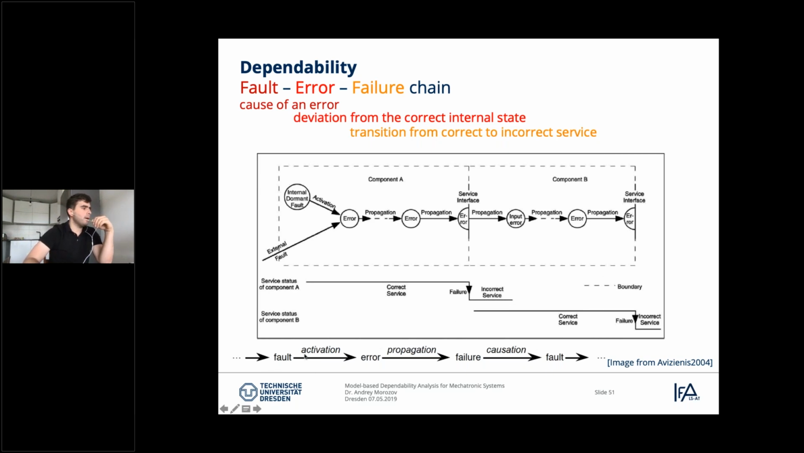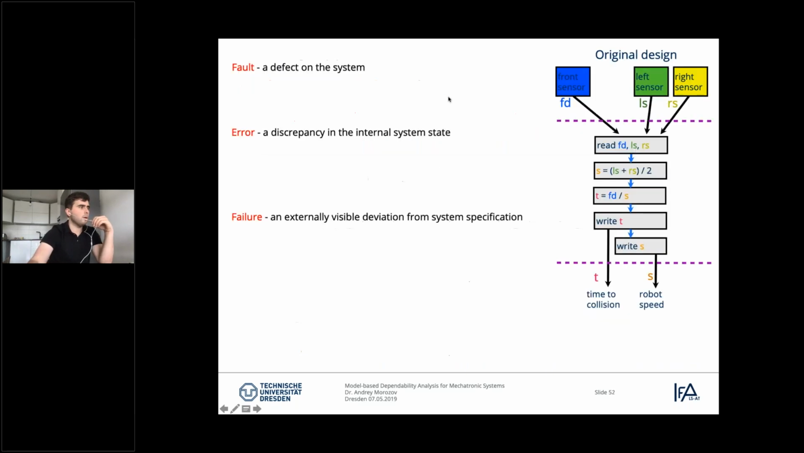So that's why the fault activation results in an error. An error can propagate either to another error or to a failure. And the failure of one component can cause the fault of another one. So that's how these three basic terms of dependability are connected: the fault, error, failure chain. Okay.